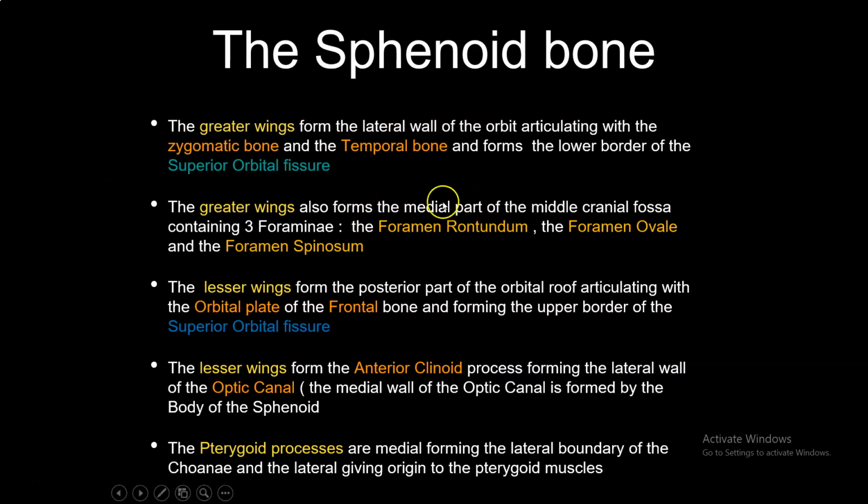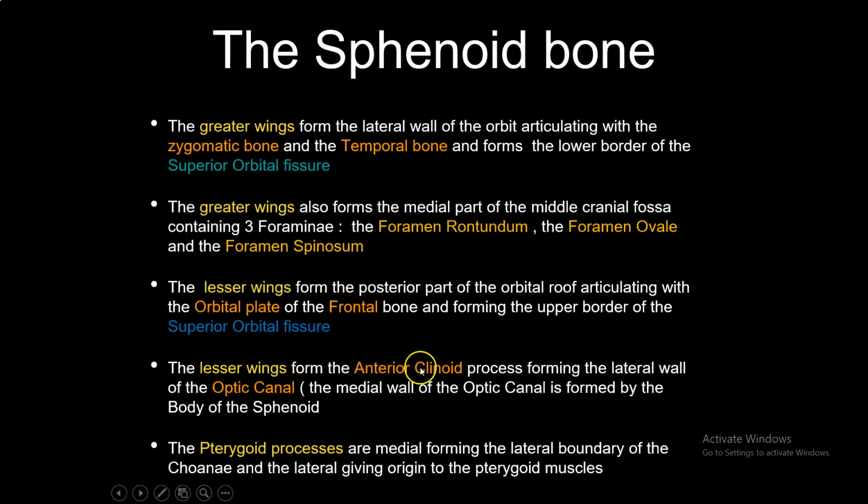The medial part, which is of the middle cranial fossa, contains the foramen rotundum, the foramen ovale, and foramen spinosum, and the lesser wings form the posterior part of the orbital roof, articulating with the orbital plate of the frontal bone, as we'll see, and forming the upper border of the superior orbital fissure. So the lower border of the superior orbital fissure is formed by the greater wing, upper border is formed by the lesser wing. The lesser wing forms the anterior clinoid.